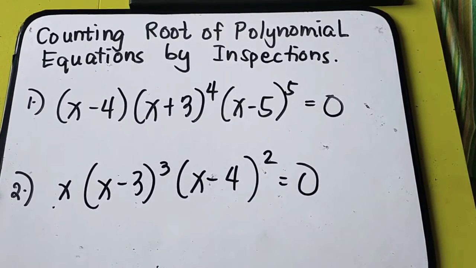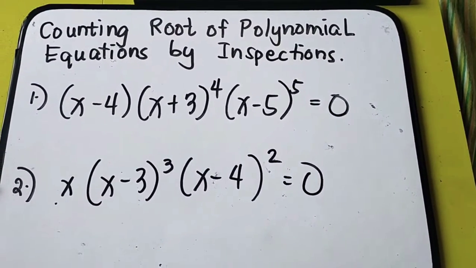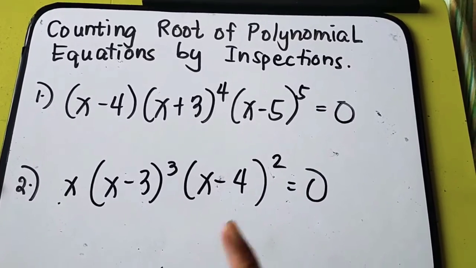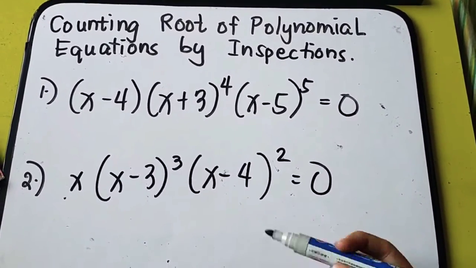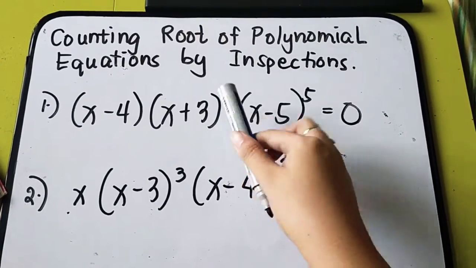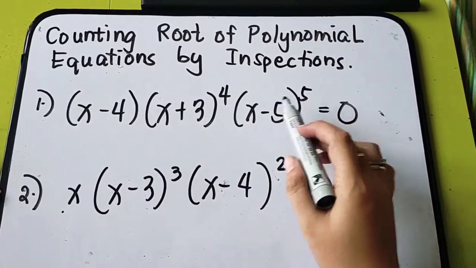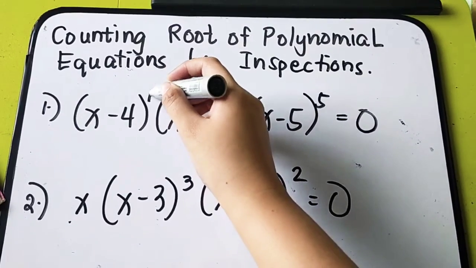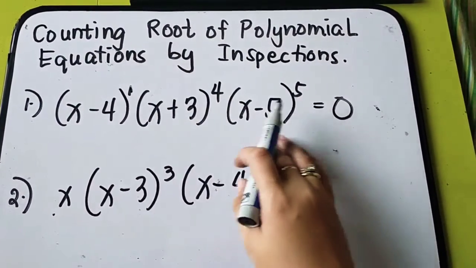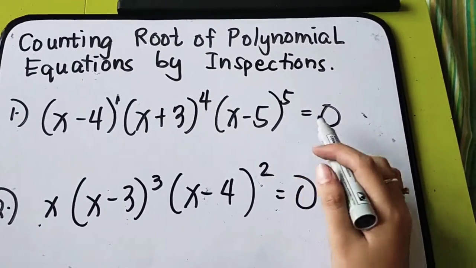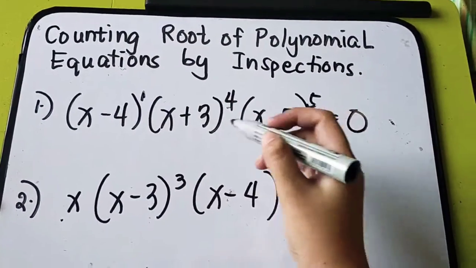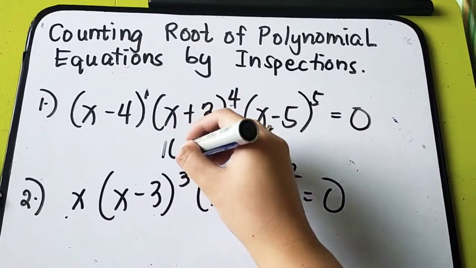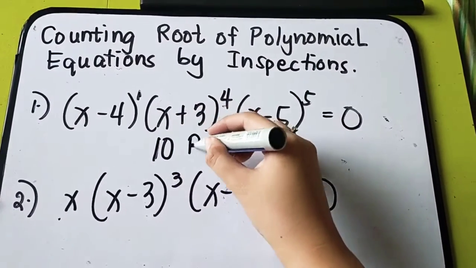Counting roots of polynomial equations by inspection. So you are going to count the roots. How many are the roots? Just take the exponents. Since it is multiplication and already in factors, just add the exponents. We have 5 plus 4 plus 1. So the answer is 10. 10 roots is the answer.